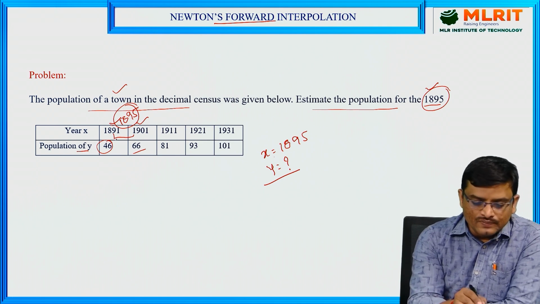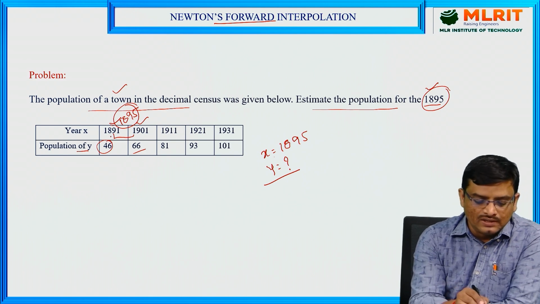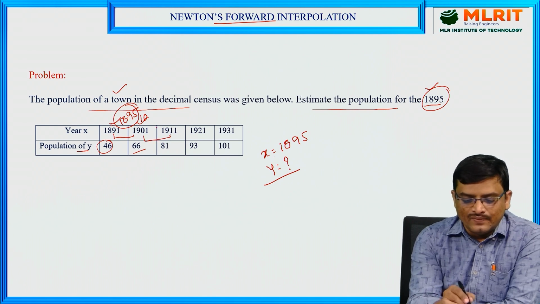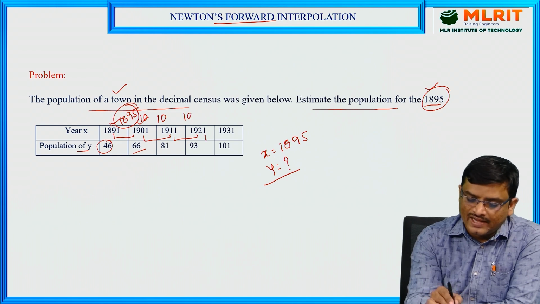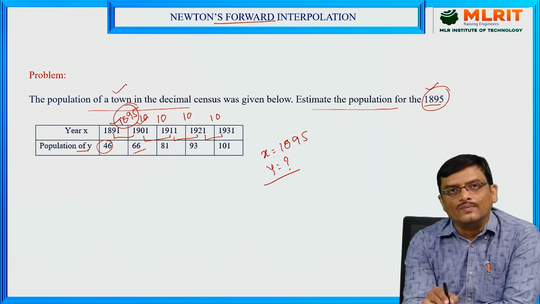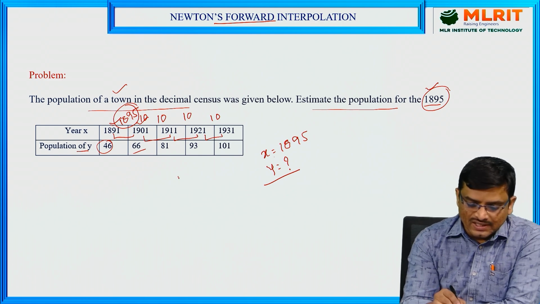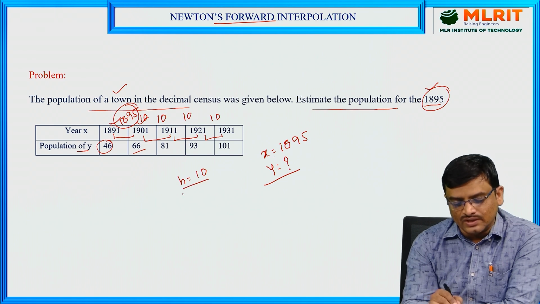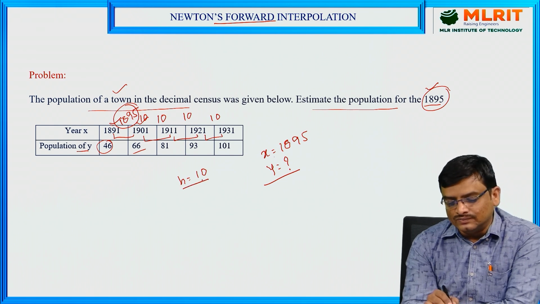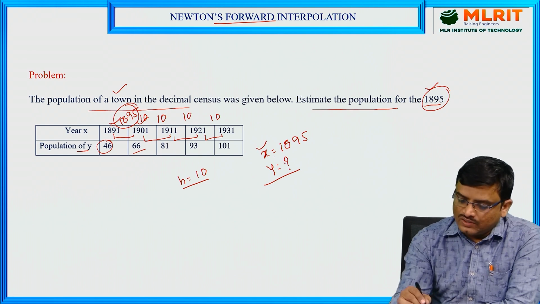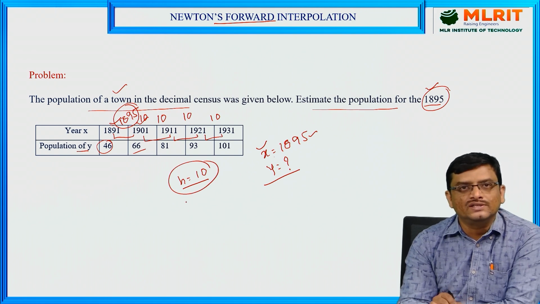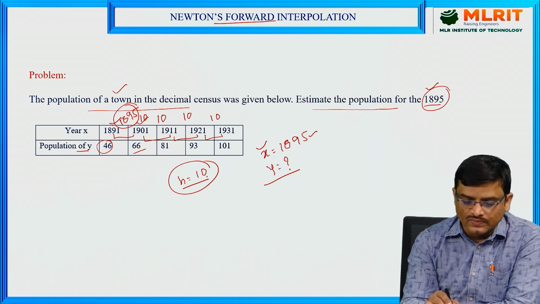If you observe the difference between these values of x, 1891 and 1901, the difference is 10. If you take 1901 and 1911, the difference is 10. If you take 1911 and 1921, the difference is 10. So for all the values of x, we have a common difference, that is 10. We can consider that 10 as the step size or common difference, which is represented with h. That h we can consider as 10. Now this is the x value, and we have to find the y value for this particular value of x. From the table, it is very clear that h, the common difference, is 10.